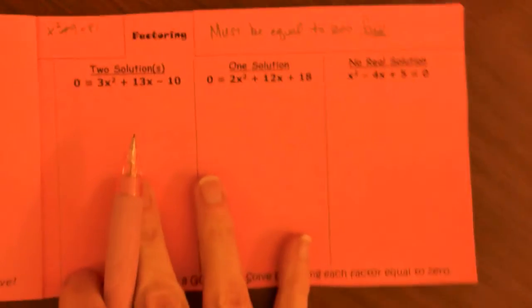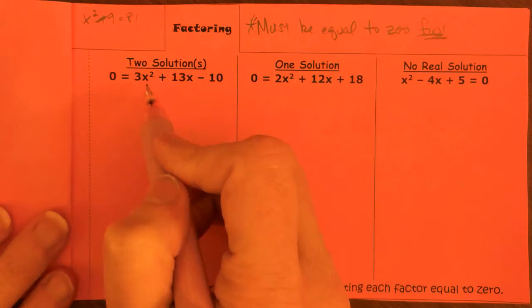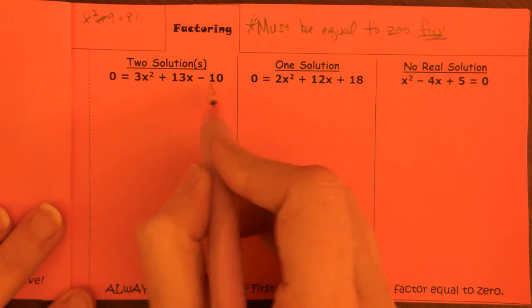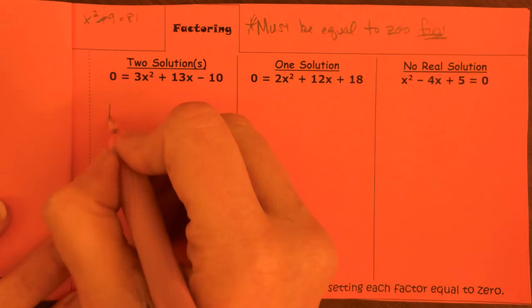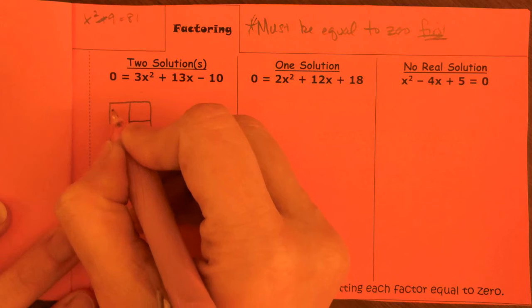Okay? And it says that right here. It must be set equal to 0 before you can factor or solve. But I felt like that bears repeating because it's so important. Okay? So this one is set equal to 0. So I'm going to factor it like I would normally. First thing I do is I look for a GCF. There isn't one. So I'm going to put it in the box and start factoring it.